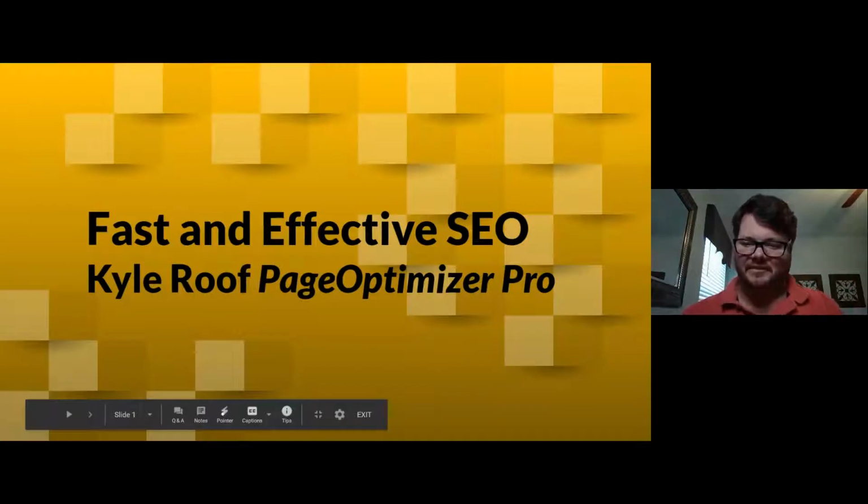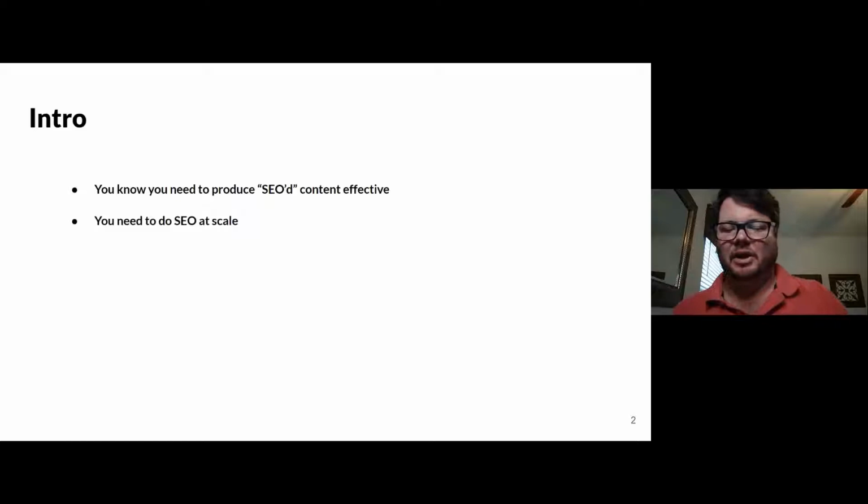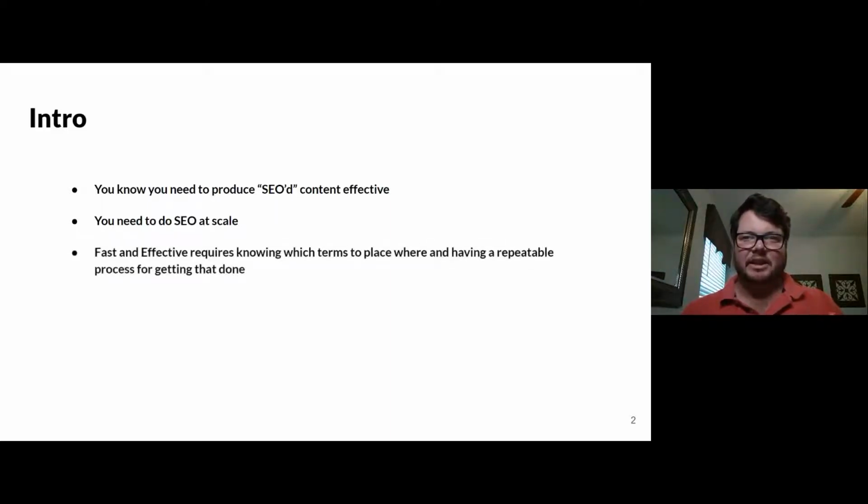All right, fast and effective SEO. Probably everyone is in the situation where you need to produce SEO'd content that is effective content, and often people get to the point where, well, okay, now what? The other thing you realize very quickly is that you probably need to do SEO at scale, and SEO at scale is probably more than one. And in order to do these things quickly and effectively, it really comes down to knowing which terms to place where on the page, and then having a repeatable process to get that done.